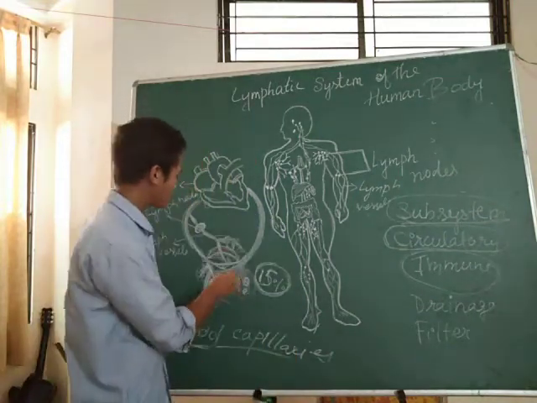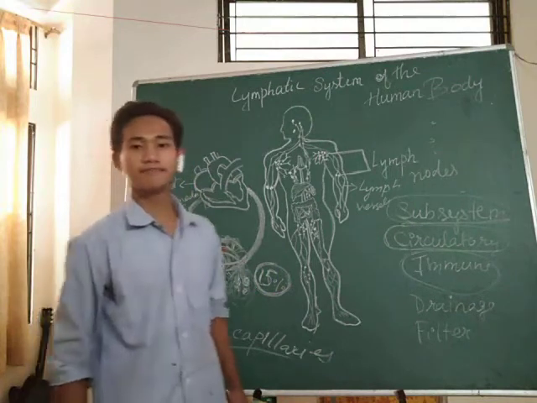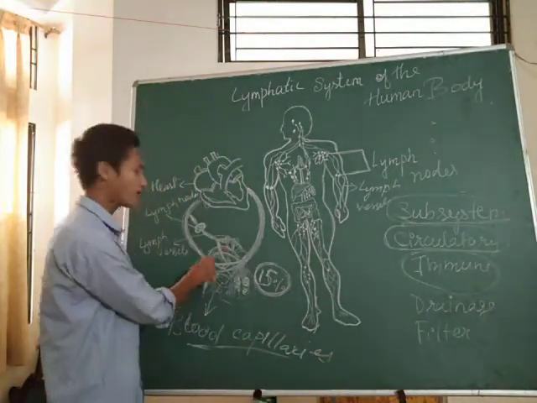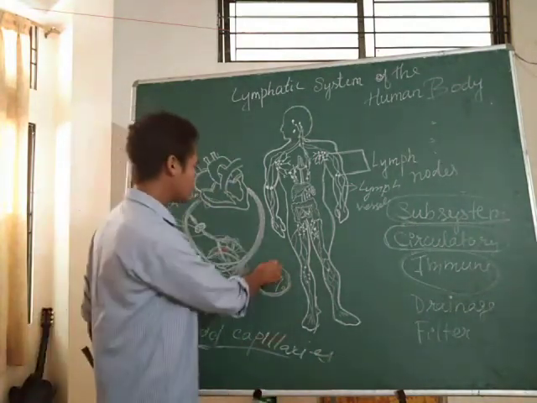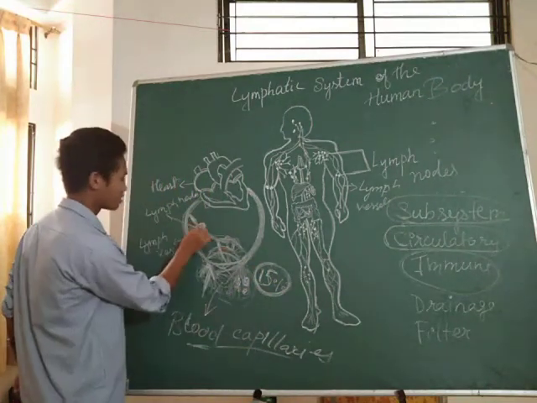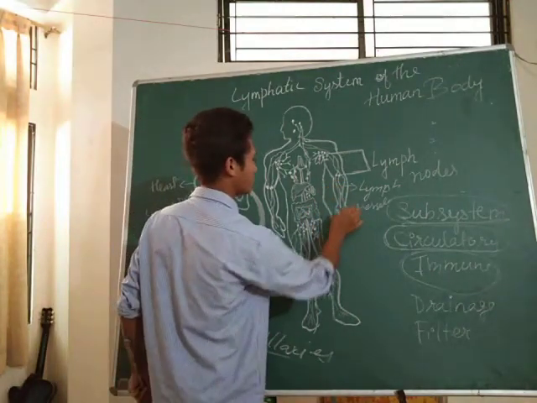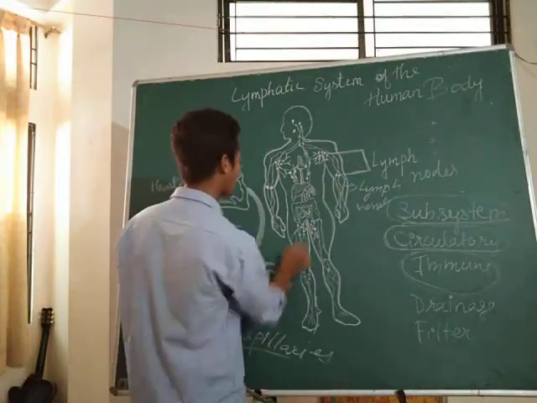Therefore it is very important to take back this remaining 15% of the blood that cannot be absorbed by the blood vessels. So this remaining 15% of the blood is absorbed back by the lymphatic vessels. These are the lymphatic vessels, and they are all over our body.